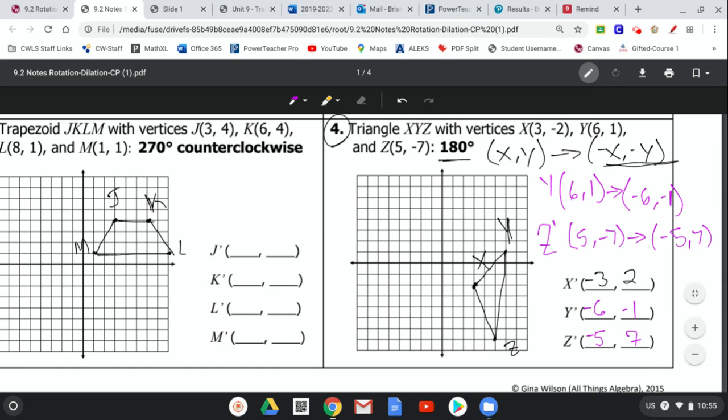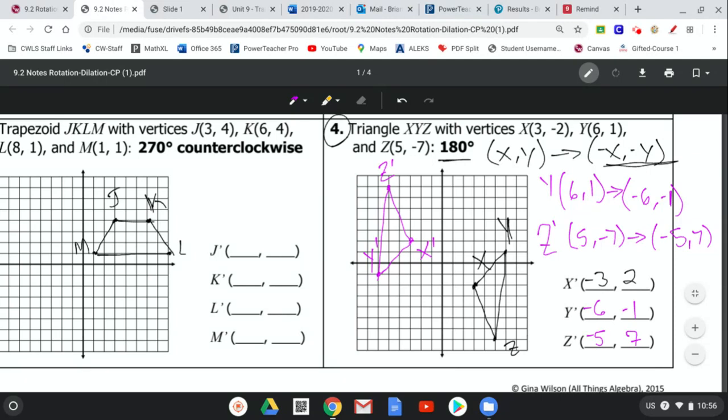So we're going to get x prime at -3, 2. It's going to be x prime. All right, and then y is going to be at -6, -1. So that's going to be right there, y prime. And then the last one is z at -5, 7. So -5, 7. That's going to be z prime. So just connecting the dots here, that is going to be our rotation.